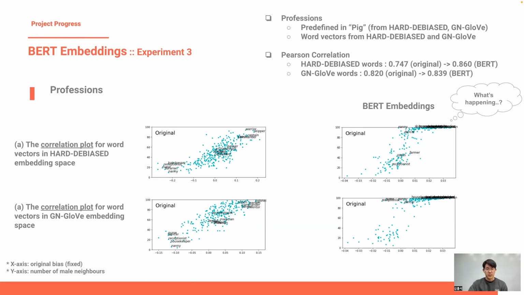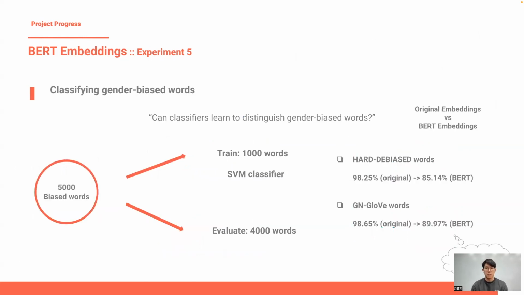Last but not least, classification of word embeddings showed promising results. The SVM classifier distinguished male and female-oriented words well, only from their embeddings, presenting noticeable bias in BERT embeddings itself. Overall, the results of our experiments did not display an equal amount of bias as the original embeddings.